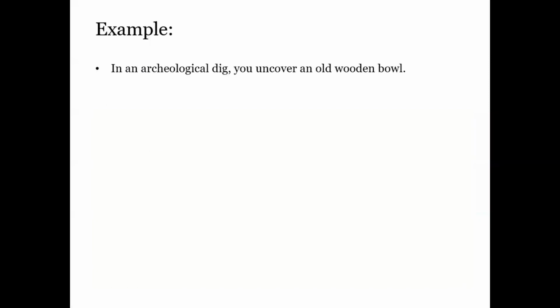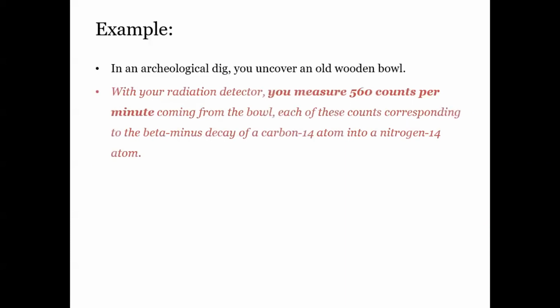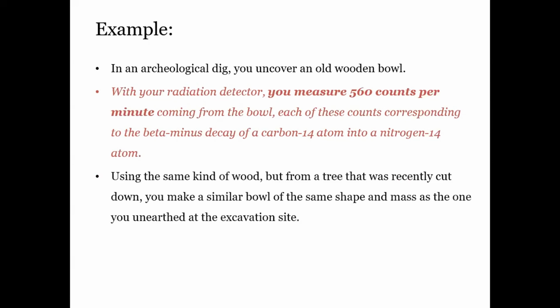Let's do one example on this. In an archaeological dig, you uncover an old wooden bowl. With your radiation detector, you measure 560 counts per minute coming from that bowl. Each of these counts corresponds to the beta minus decay of a carbon-14 atom into nitrogen. This nitrogen is nitrogen-14.